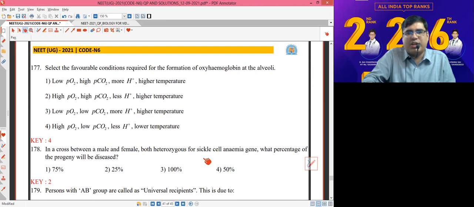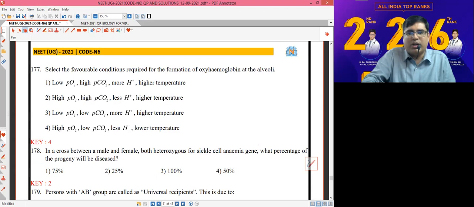Select the favorable conditions required for the formation of oxyhemoglobin. Of course, oxygen should be more in that criteria, so these two options would be ruled out first, right? Then the temperature would of course be required as low. So simply we can come to this answer: high pO2, low pCO2, less H+. Since pCO2 is less, of course H+ would be less, and the temperature would be less too.